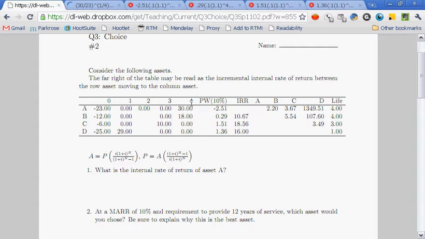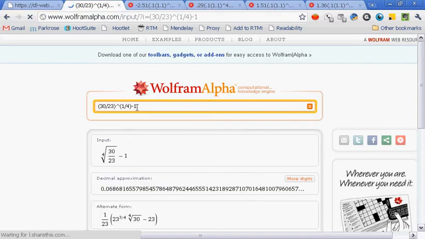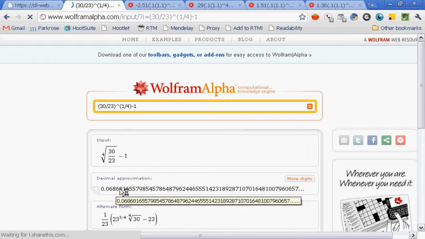So what you're doing is basically going negative 23 plus 30 on 1 plus i to the fourth, setting that equal to 0 and solving for i. Because it's one of those ones that has a single cost or benefit in time period n and another one in time period 0, you can use the shortcut you've seen before. In other words, you can just go 30 on 23, raised to the 1/4 power, subtract the 1, and you find it has an internal rate of return of about 6.8%.